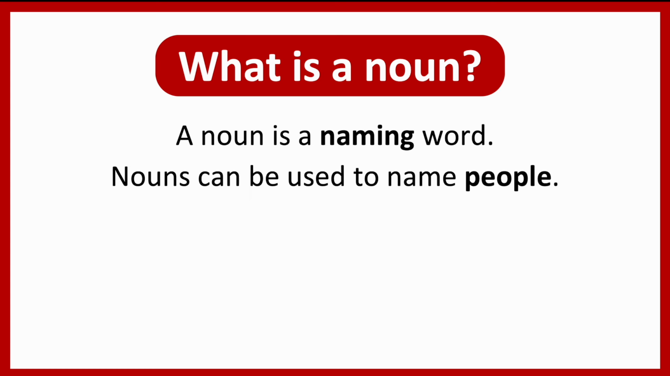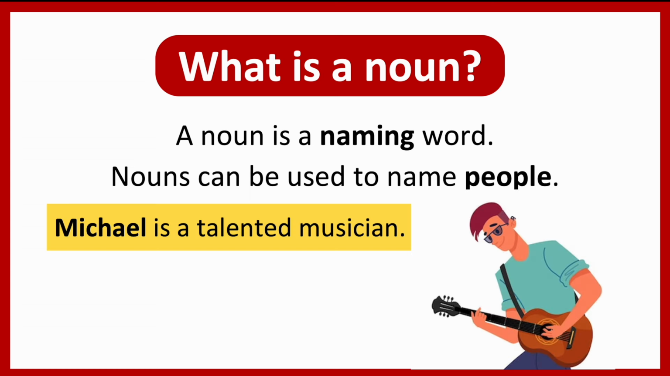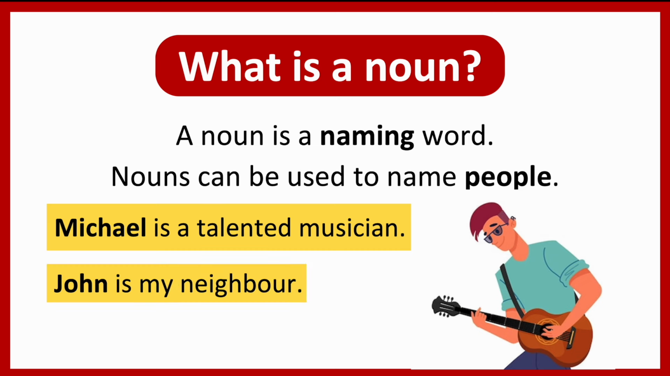For example, Michael is a talented musician. In this example, Michael is the name of a person. Therefore, Michael is the noun. John is my neighbor. John is the noun.